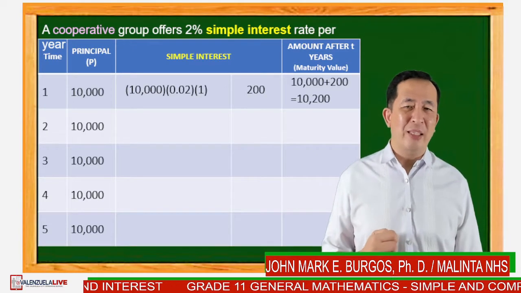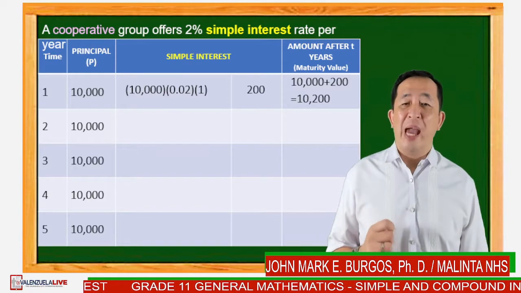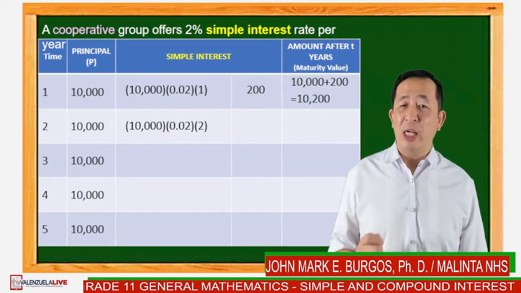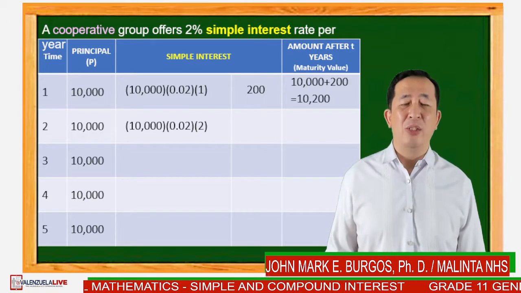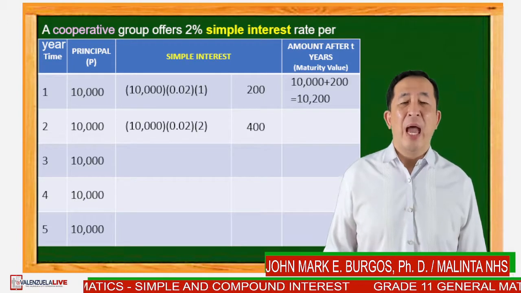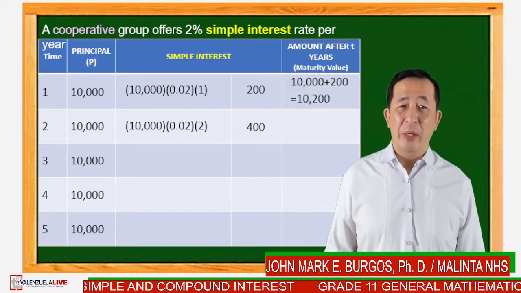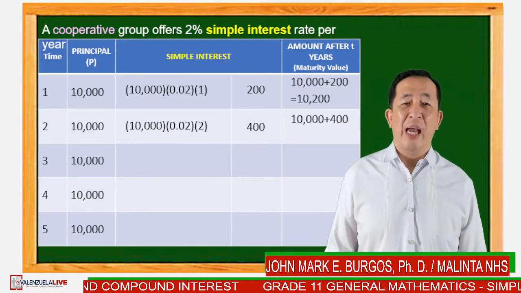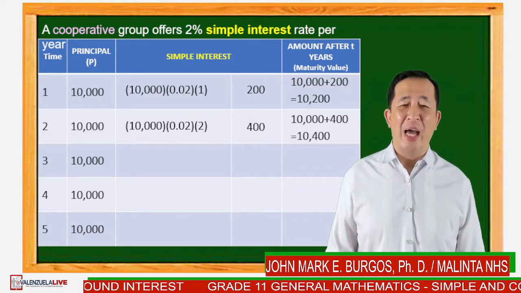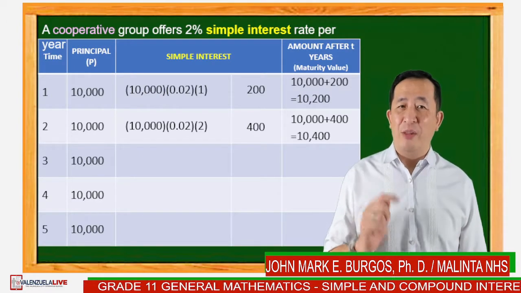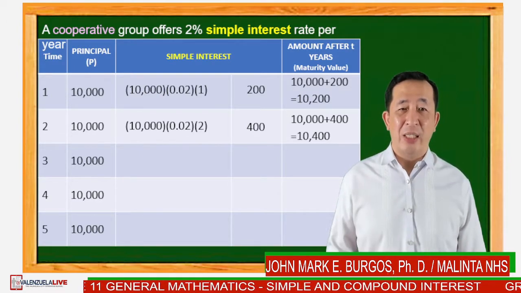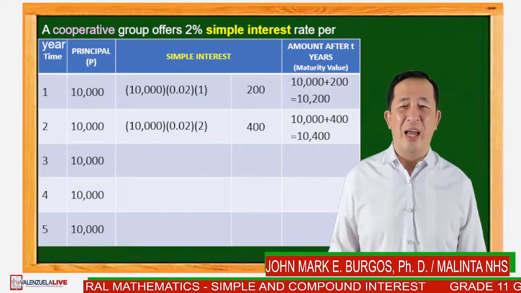On year 2, again, the principal amount is 10,000. For computing the simple interest, it will be 10,000 times 0.02 times 2, and the simple interest will be 400. Adding 400 to the principal, it will be 10,000 plus 400 is equal to 10,400 pesos. That will be the maturity value.